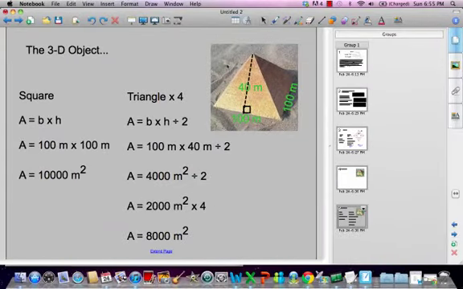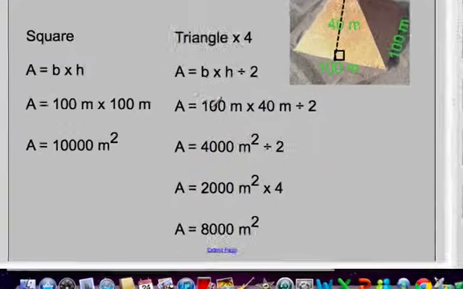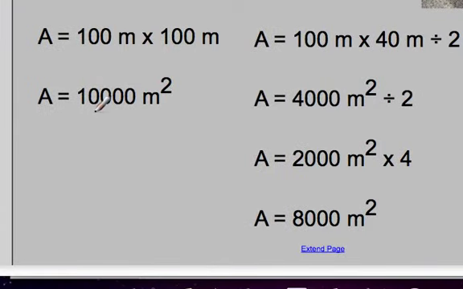We would again add that with the square there. So the square and the triangles added up together, 10,000 plus 8,000. I think we get 18,000 meters squared.